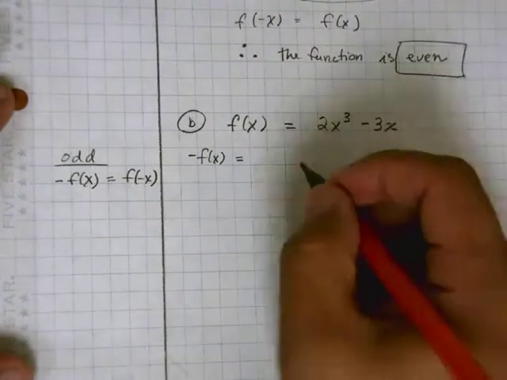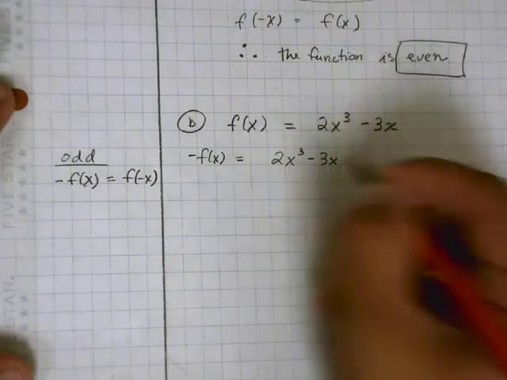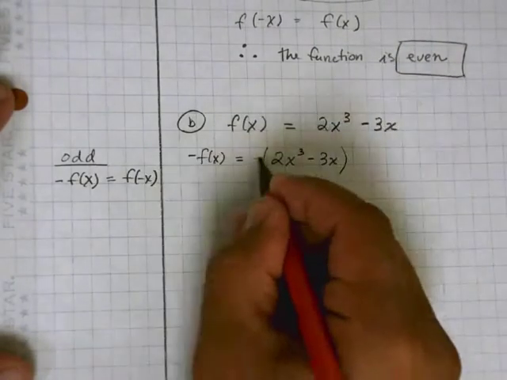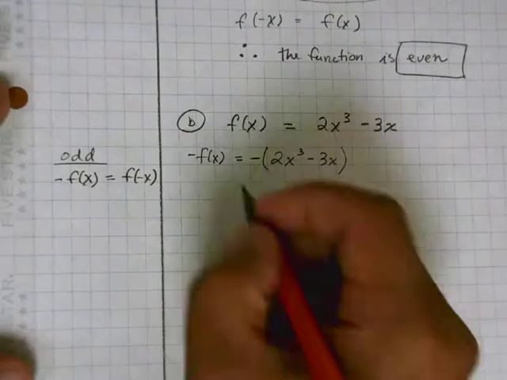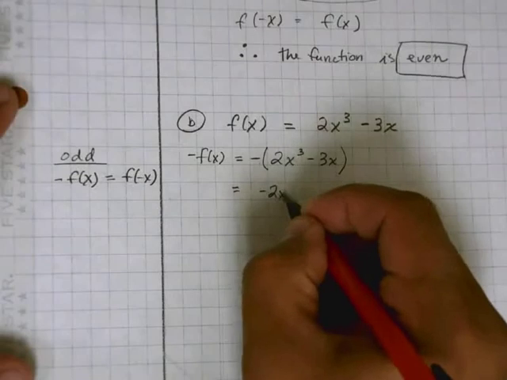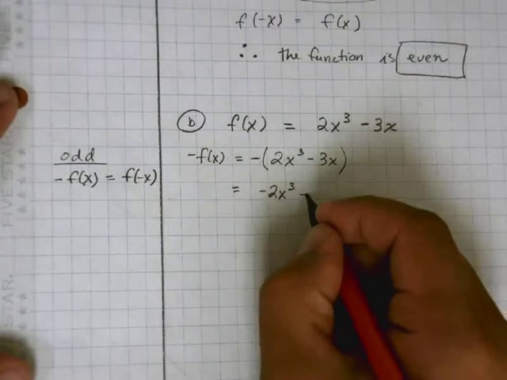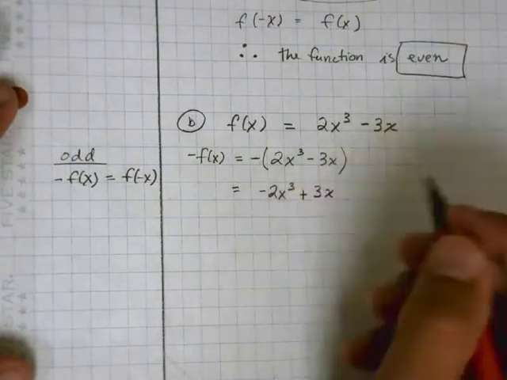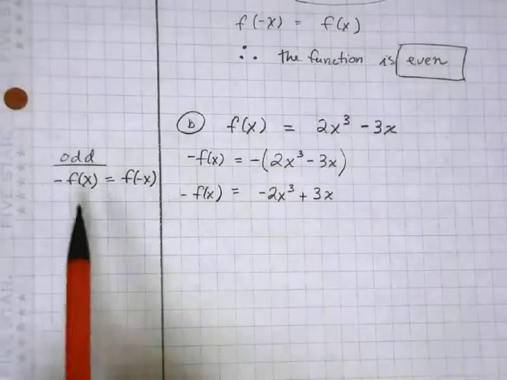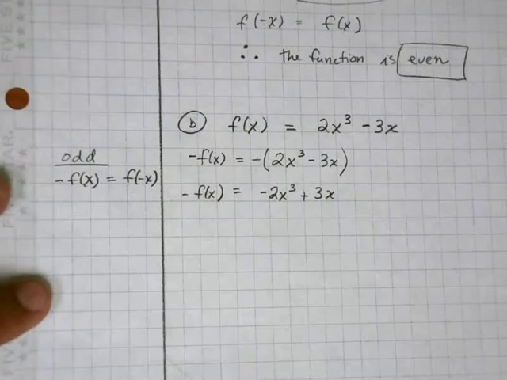And what this means is I literally just write the entire function, 2x to the third minus 3x, put parentheses around the entire function, and then write the negative sign in front of it. And now I simplify. So I distribute the negative sign, and I get negative 2x to the third, a negative times a negative 3x gives me positive 3x. And this is negative f of x. Okay, so I got that for this, and I want to now find f of negative x and see if they're equal to each other.